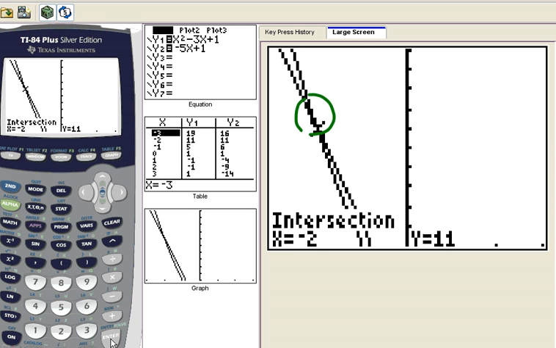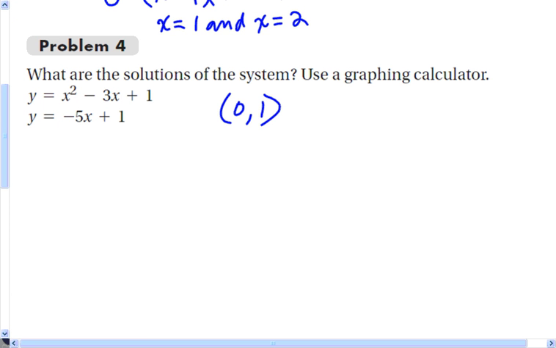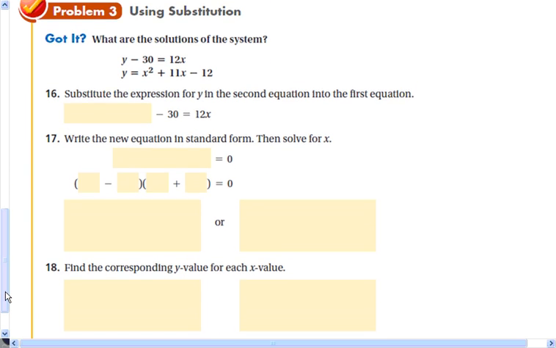Now, one other thing you should know, you can go to your table and find that also. And notice here at -2, we have both the y's being equal. So the point (-2, 11) is another solution. All right, go ahead, you try this one. Use substitution.